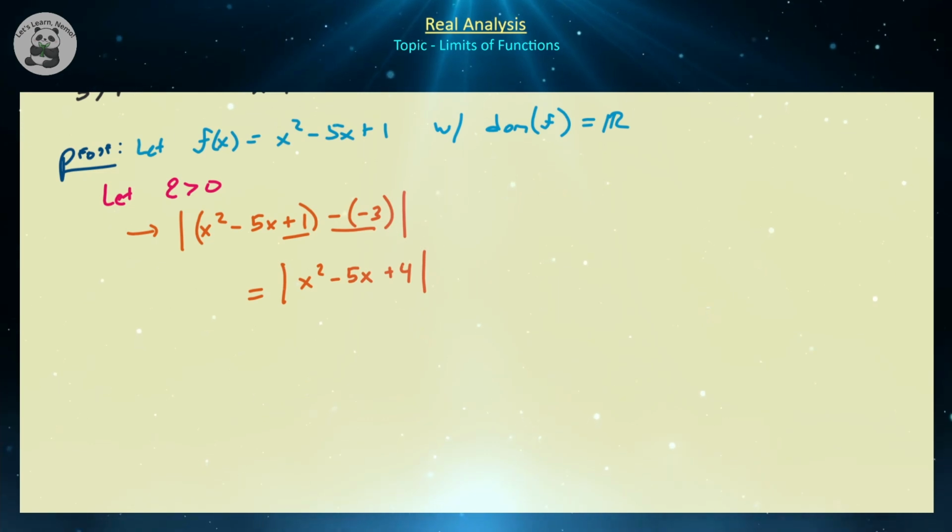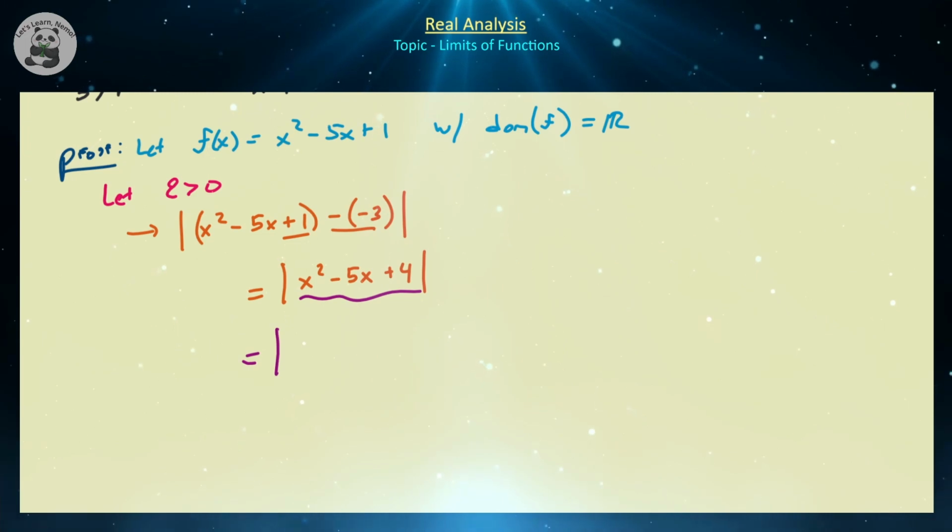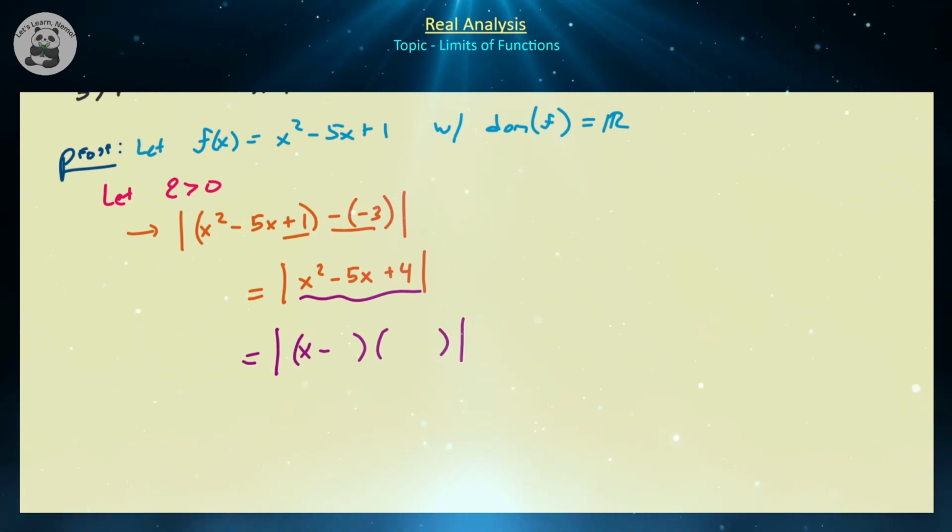Right? So what exactly are we going to do with this? If we can factor this, that will actually be very, very useful, and indeed we can, because we know that that's just going to be equal to x minus, so how is this going to factor? Take a moment to think about it. We need two numbers that multiply together to give us 4 and add together to give us negative 5. So that's going to be (x minus 1)(x minus 4).